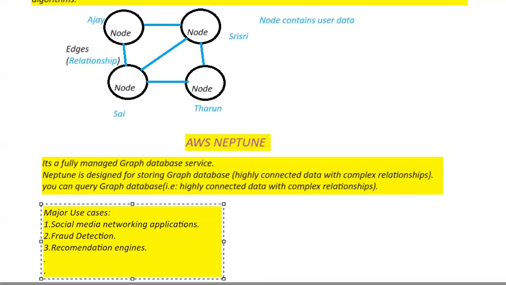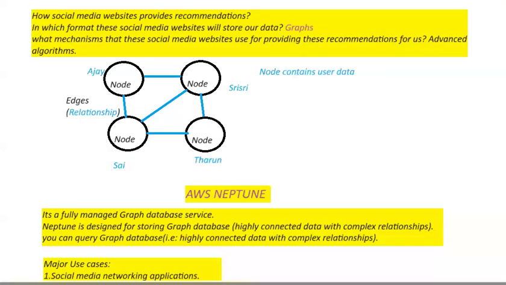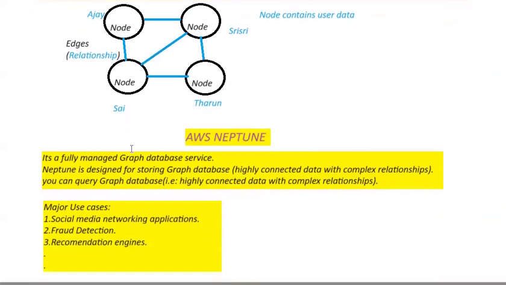These are majorly used scenarios. So you can use AWS Neptune, or else you can say graph database service, based on your need wherever you require. So this is about graph and graph related databases and major use cases.